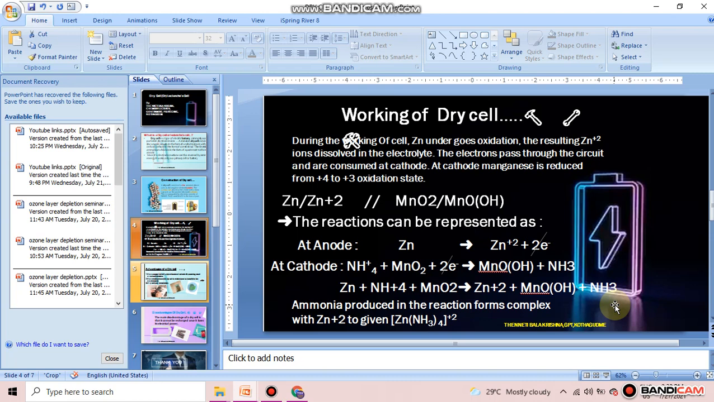The reaction occurs only once, and after use over a period of time the battery becomes dead and cannot be reused again, so it is not chargeable. So this is only a discharge reaction, with no recharge reactions, because it is a primary cell.